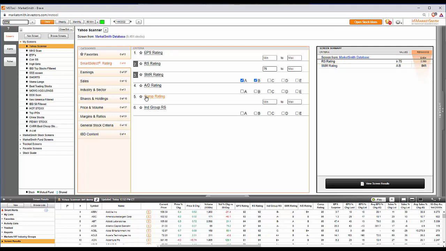The last thing I'm going to do on this page is the comp rating. So the comp rating is kind of the overall picture of the stock. It takes into account price performance, earnings growth, sales growth, margins, and a whole variety of other things. And it gives out a single number between 1 and 99. I'm going to put in a minimum here of 85. So that's a good high comp.